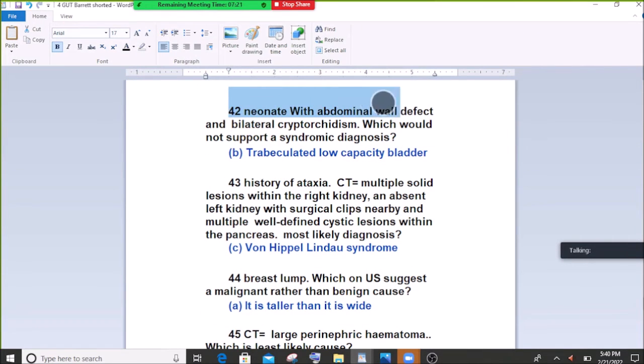Question 42, neonate with abdominal wall defect and bilateral hydronephrosis, which would not support the diagnosis? Top grade low capacity bladder.